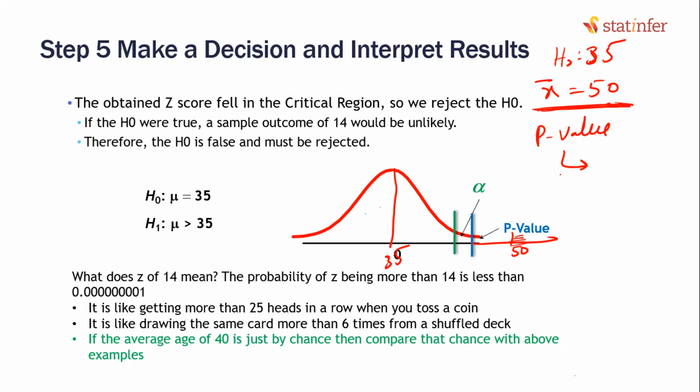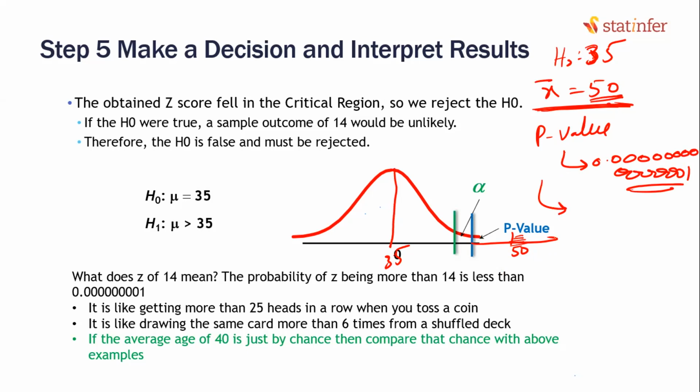Is it possible? Think about it. Think in simple terms. Average age is 35. On your sample, you got 50. Is it possible? Possible, but the probability is very, very, very less. A lot of zeros, then 1. Do you agree? If the probability value is very less, are you going to accept or reject the null hypothesis?